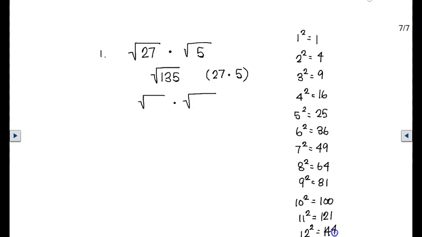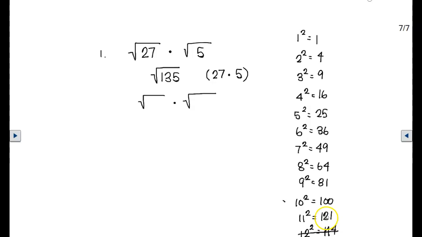And I can stop here because notice 12 squared equals 144. That's already too big for my problem. So what I'll do is I'll start at 121 and work my way up this list and find the biggest number that 135 will divide by.